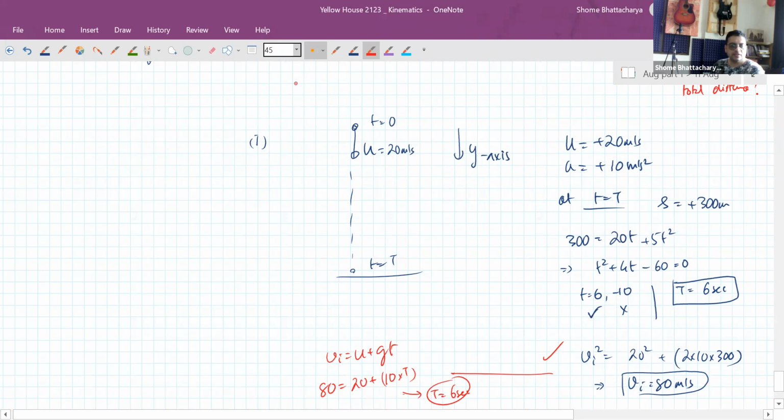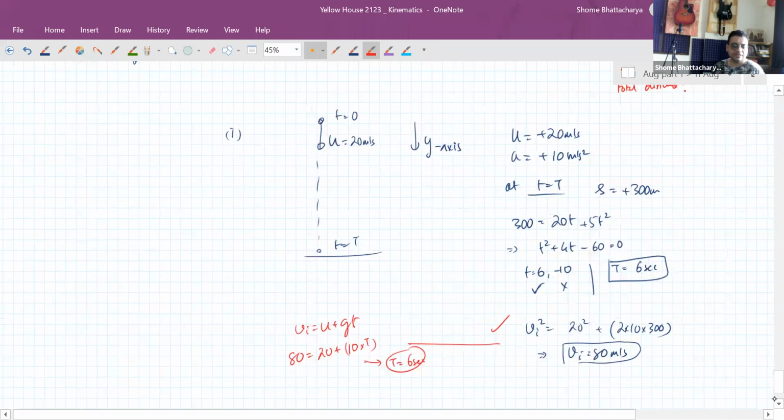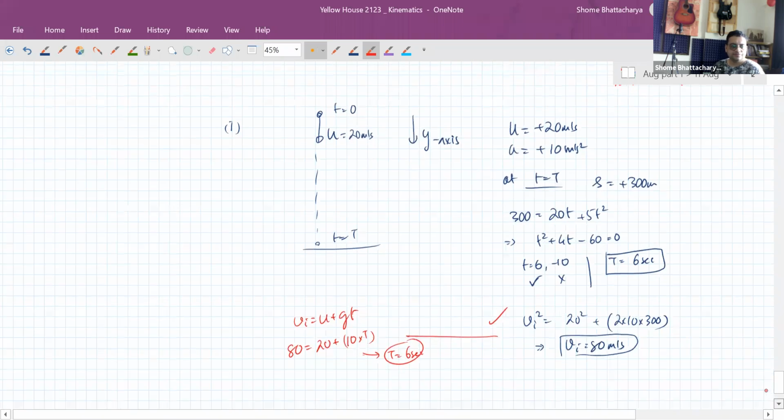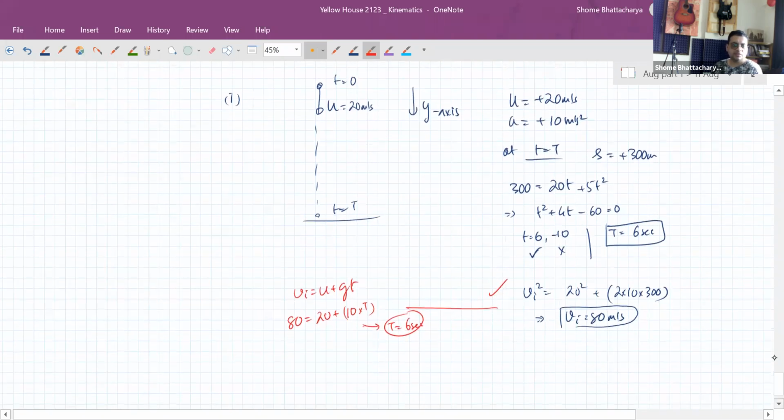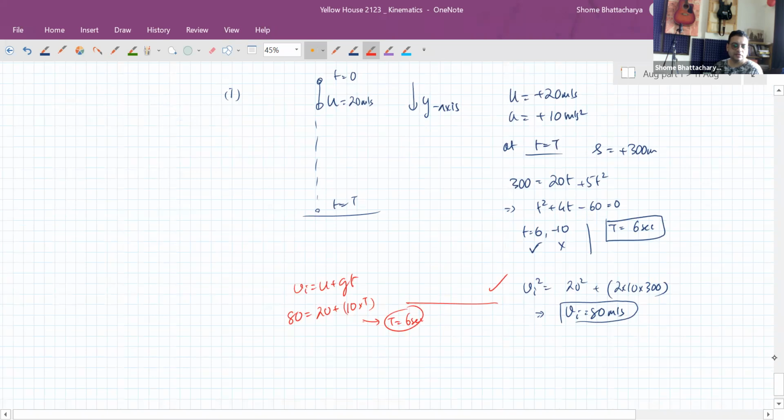Yes, very good. For the second case, you will see that the total time will become 10 seconds. That's correct. Very good. And the total distance will be 20 plus 20 plus 300. So 340.